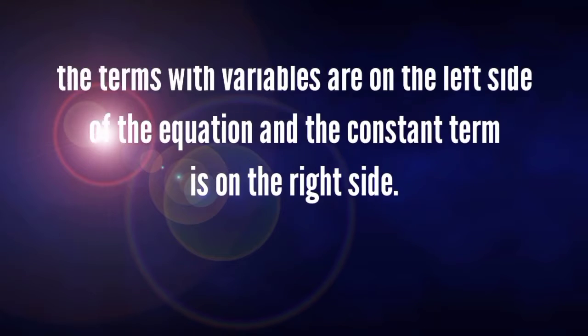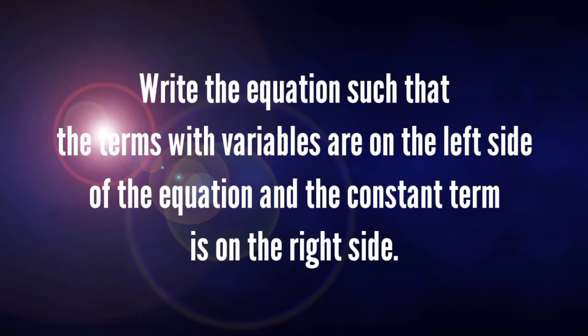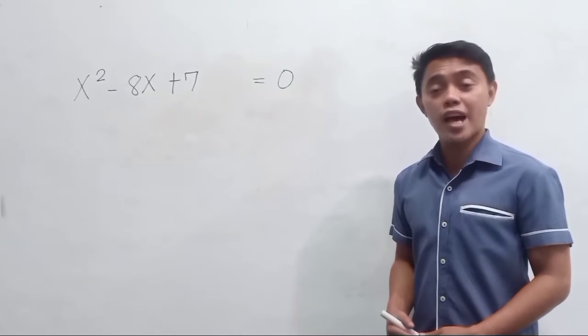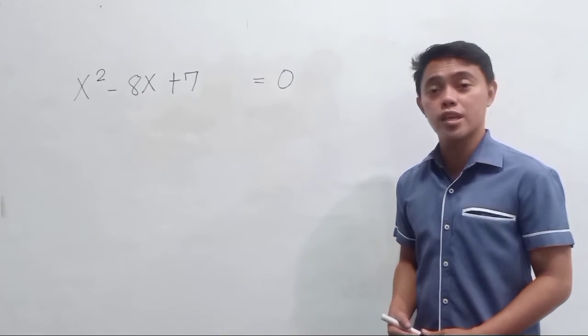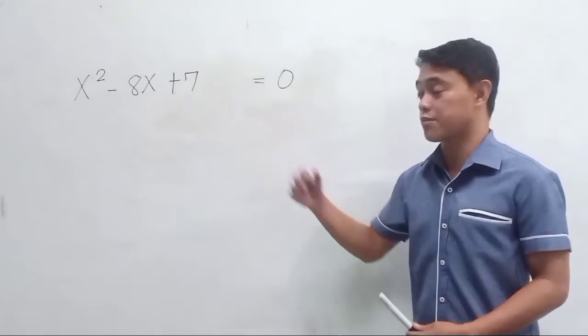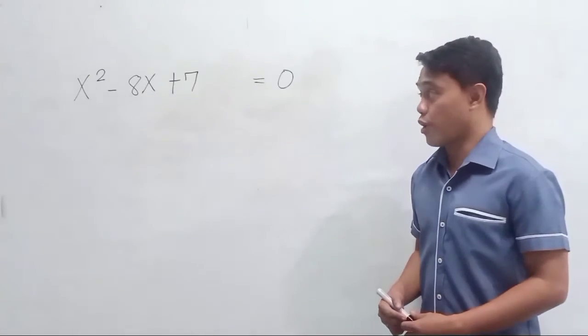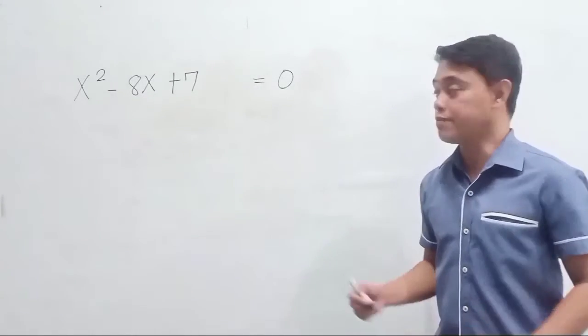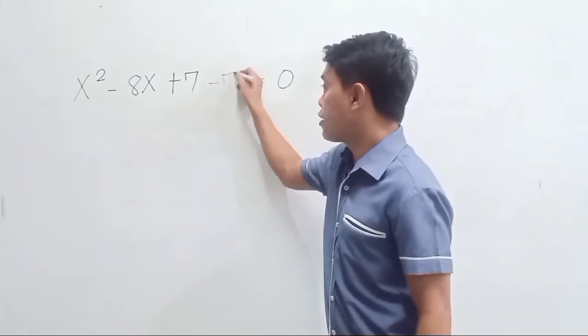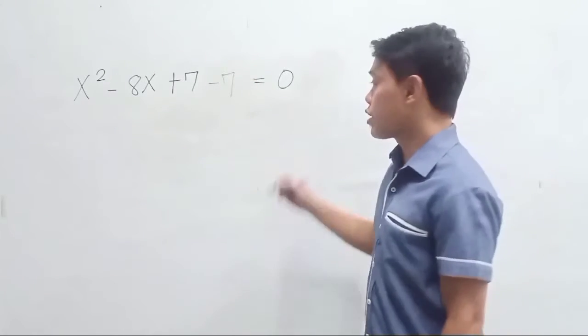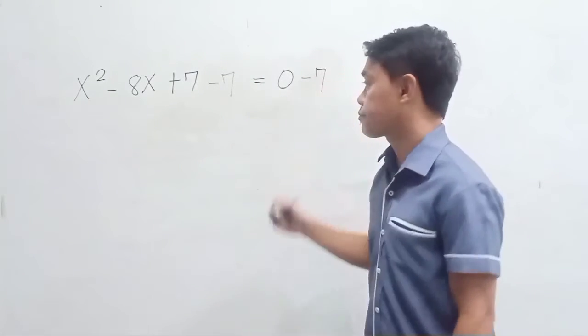Step 2. Write the equation such that the terms with variables are on the left side of the equation and the constant term is on the right side. Let us apply the subtraction property of equality by subtracting 7 on both sides of the equation. x squared minus 8x plus 7 minus 7 is equal to 0 minus 7.